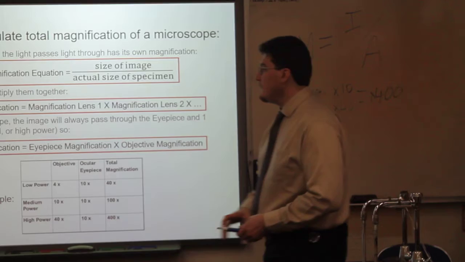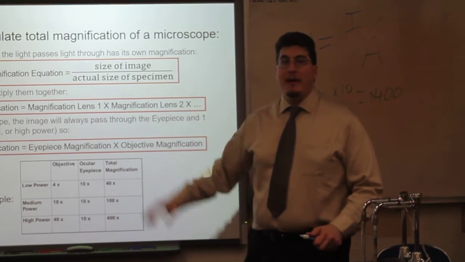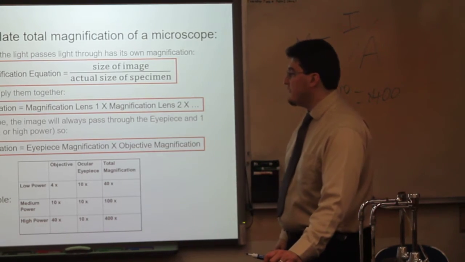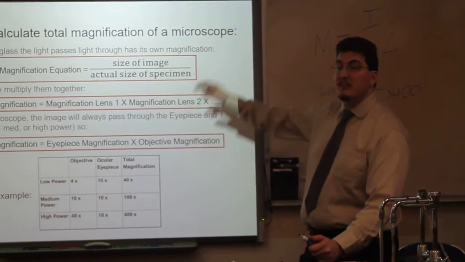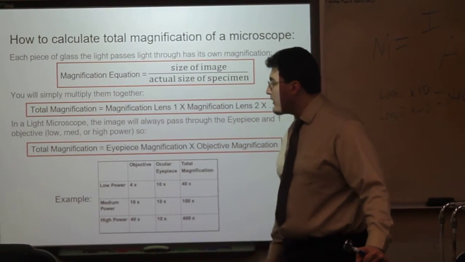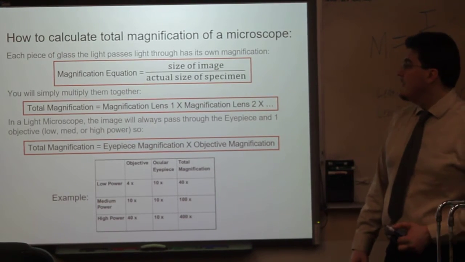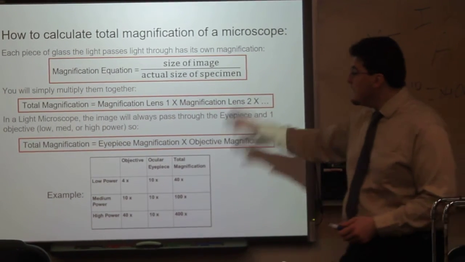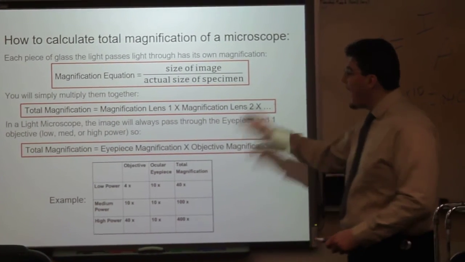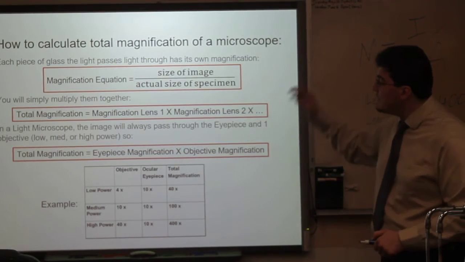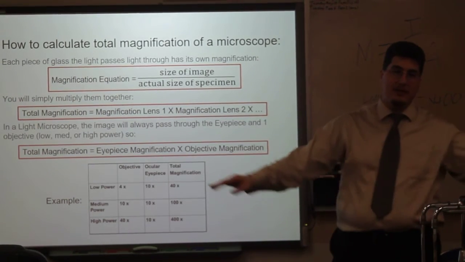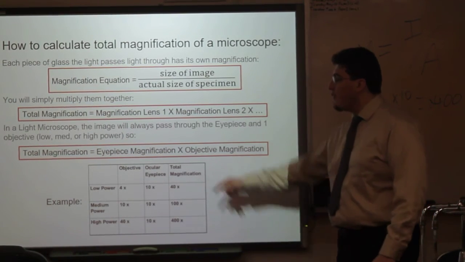So, in a microscope, a light microscope, the eyepiece magnification is our first lens. The objective magnification is our second lens. So our objective in our low power, our red objective, is 4 times. In our medium power, our yellow objective, is going to be 10 times. Our high power is our blue objective. It's going to be 40 times. Our ocular eyepiece is going to be 10 times every time. So 4 times 10, 40. 10 times 10.